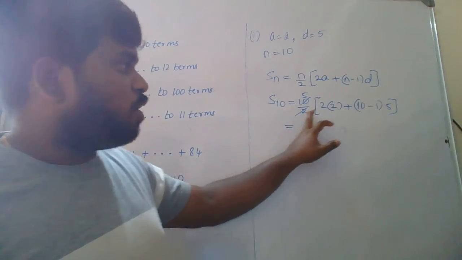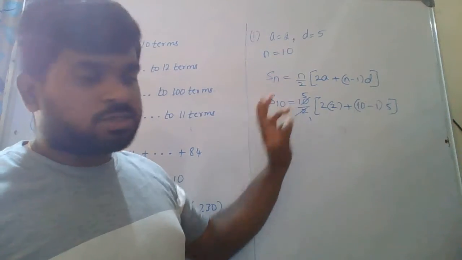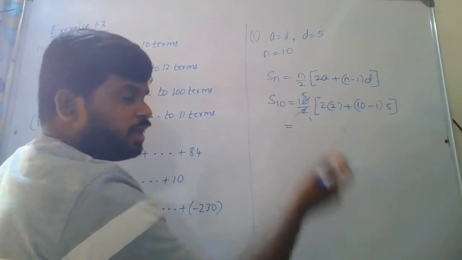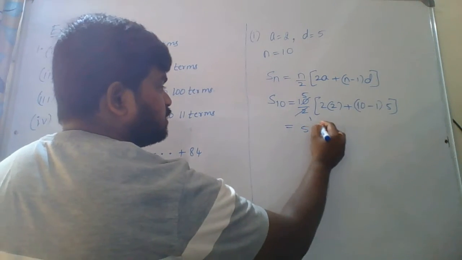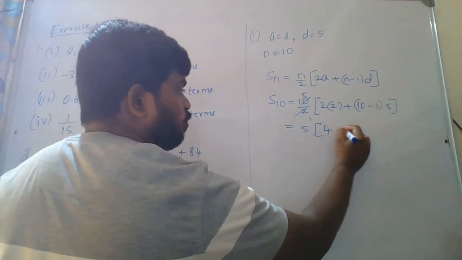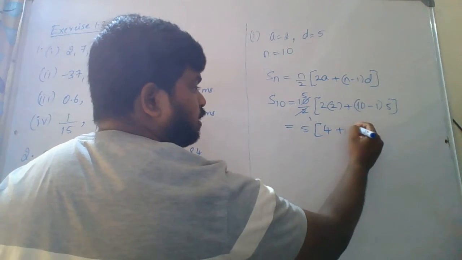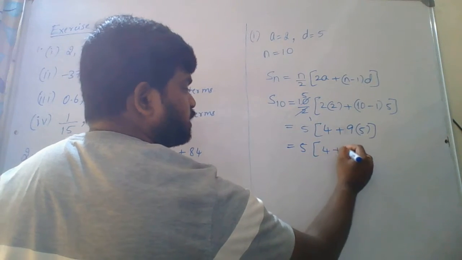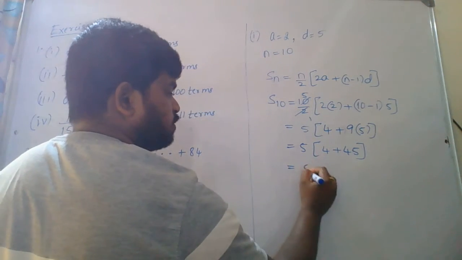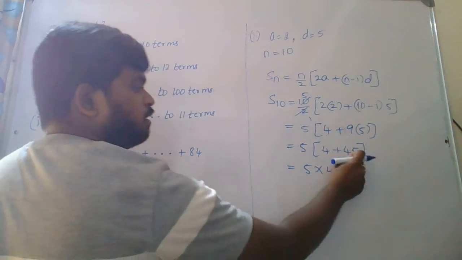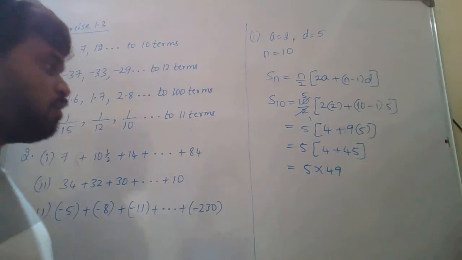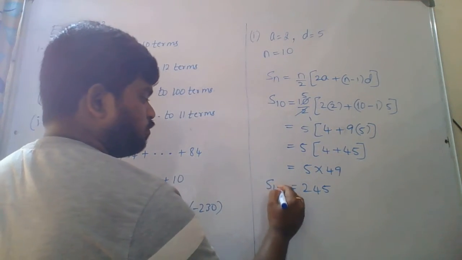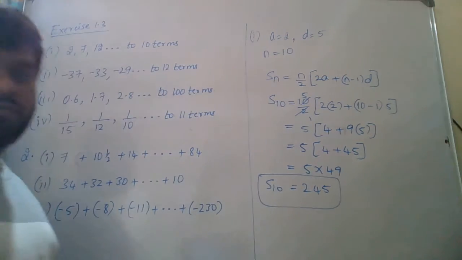Okay. So this belongs to all the terms inside the bracket. So you're not supposed to cancel it. If you want to cancel, take 2 common outside, then you can cancel. So 5 as it is, 2 2s are 4, 10 minus 1 is 9, 9 into 5. So 5, 4 plus 9 5s are 45. So this becomes 5 into 49, 45 plus 4. So it becomes 245. Okay, if you multiply, you get 245.